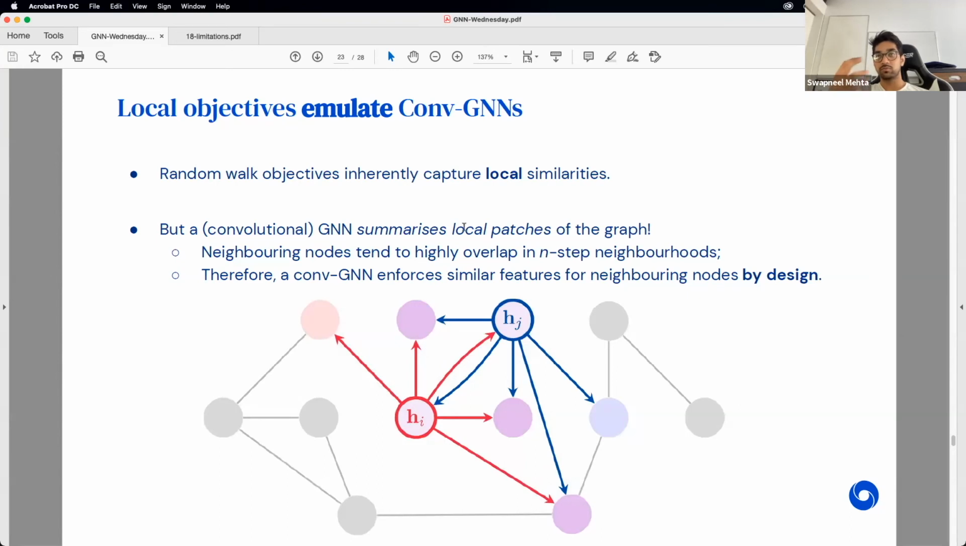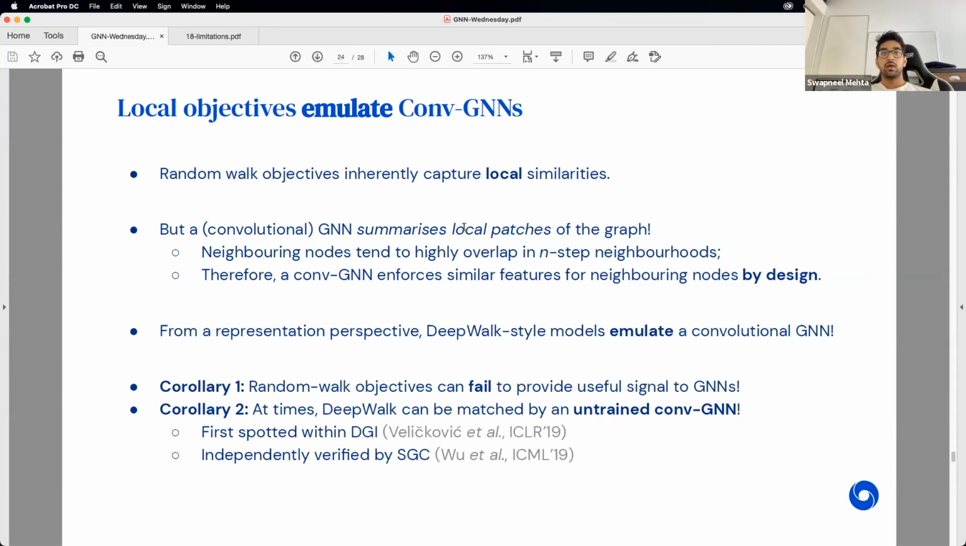So now you're just sort of validating that, okay, graph convolutions do make sense. We have seen these in the past, they do meaningful things, and intuitively they do optimize for the right objective. Cool. So actually, in practice, DeepWalk, this random walk thing, can be matched by an untrained convolutional graph neural network. It is actually seen that if you just summarize these neighbors, then it is as good as DeepWalk without training.